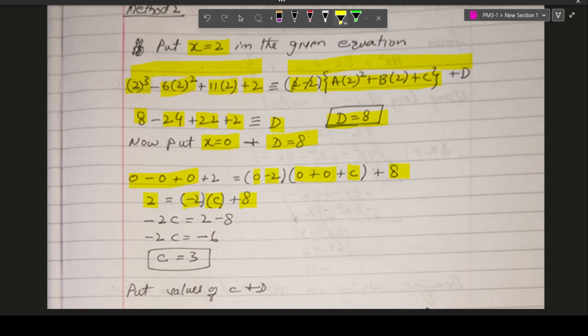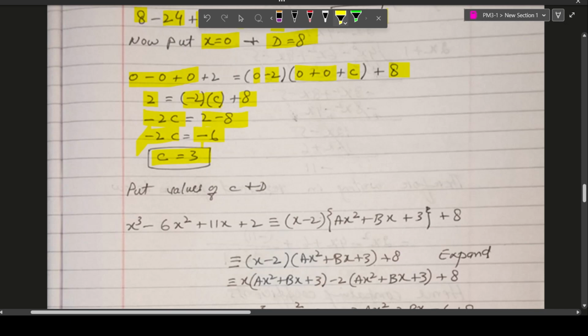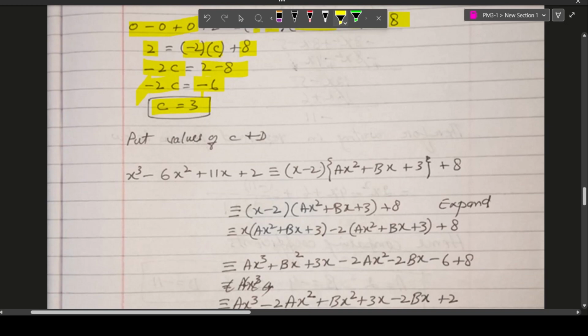So you transfer 8 on the other side, so this will be minus 2c, which was on the right, I have written over here, and then 2 minus 8. So minus 2c is equal to minus 6, which will give you, because minus minus will cancel out, this one and this one, 2 3s are 6. So c will be equal to 3. Now put the value of c and d in the, again the same given algebraic equation. So if you notice it there, c and d have been replaced with 3 and 8, their values.